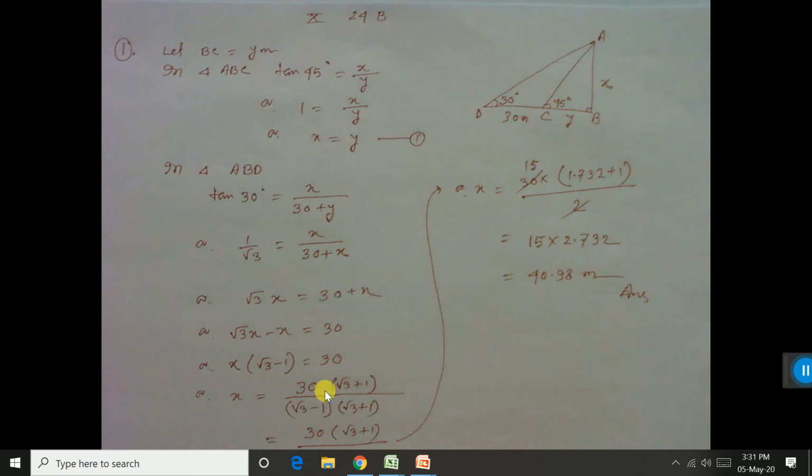Now I have done surds free, removing surds, that is root 3 plus 1 I have to multiply numerator and denominator. So here it is coming 30 into root 3 plus 1, and denominator will be a square minus b square, that is 3 minus 1, that is 2. See here 2. You cut 15, and value of root 3 is 1.732. So it is 2.732. Into 15 will give you the value of x and that is the answer.